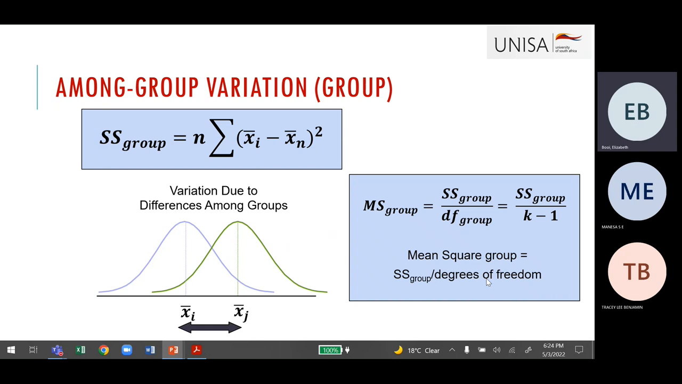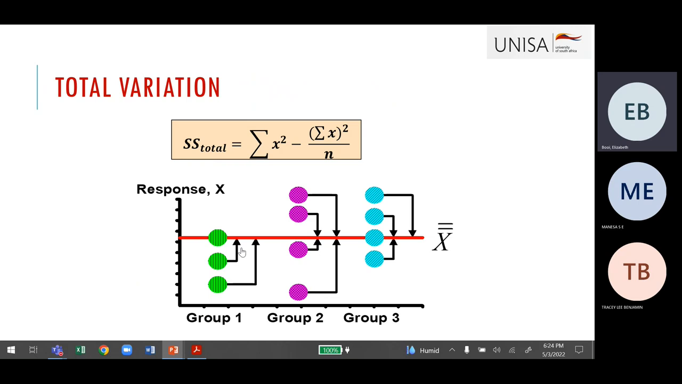The variance amongst the groups, that is the SS group, is given by n times the sum of your x observation mean minus the mean of all of the groups, squared. So if I have three groups, I'm going to calculate the mean of this group, that will be mean one, the mean of group two, that will be mean two, and the mean of group three, that will be my mean three. But I'm also going to calculate the mean of all these three groups, which is this mean x bar.